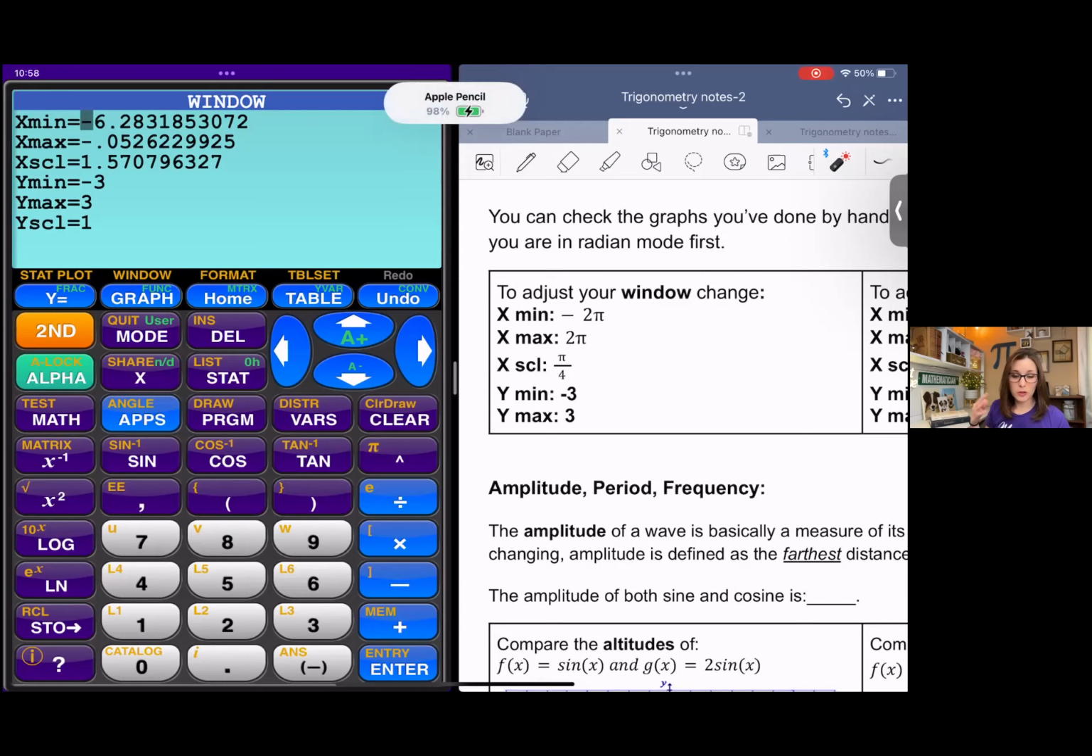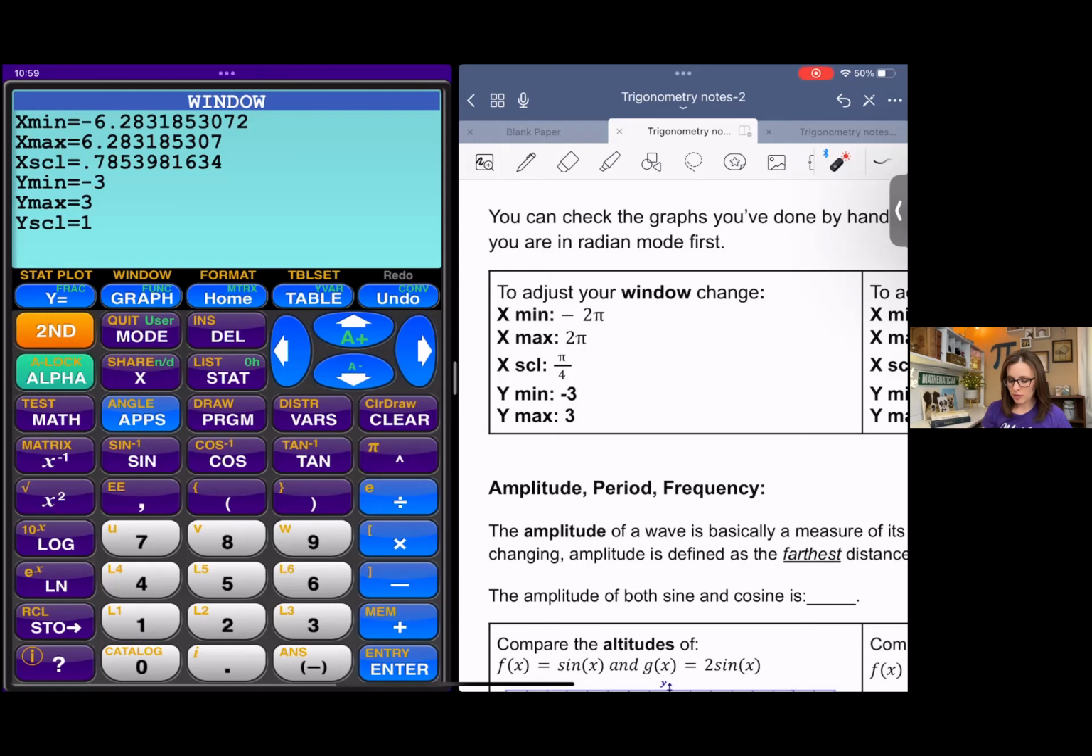So typically -2 pi to 2 pi on the x-axis is plenty. So I did -2 pi, 2 pi. And then I wanted my x scales to go by, this one was for sine, pi over 4. And then I did a y minimum of -3 and a y maximum of 3. The reason why I did that is because I knew it was going to be shifting up 1. So where my original graph ended at 1, my new graph would need to go up to 2. So I just went a little bit past that so that I could see the full picture of what that looked like. And then I just did a y scale of 1.